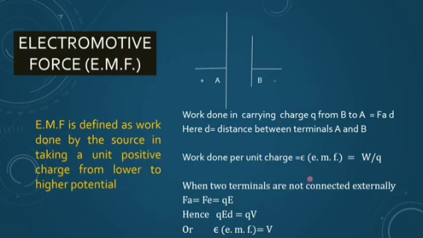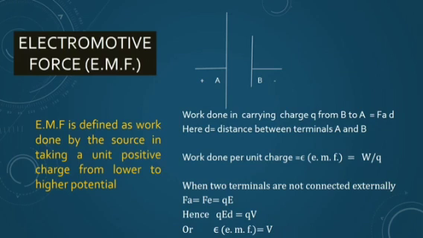So when I put this value QV here for EMF, which is equal to work done upon charge, the work done comes out to be QV. So QV divided by Q, I get EMF equal to V, that is the potential difference between the two terminals. Of course, we call it this only when the circuit is open. And the units of the EMF are the same as that of the potential difference, which is volt.